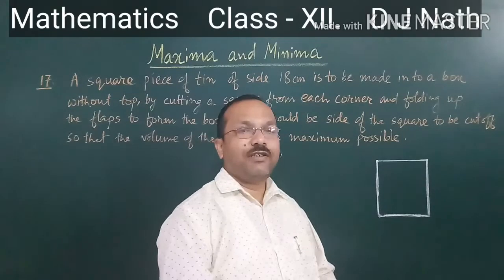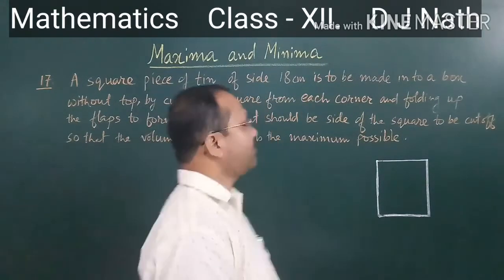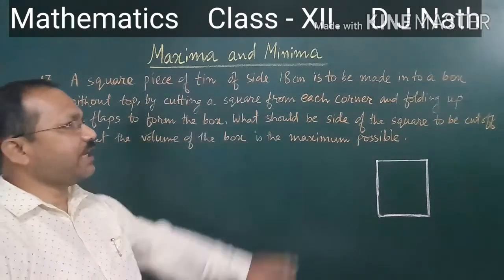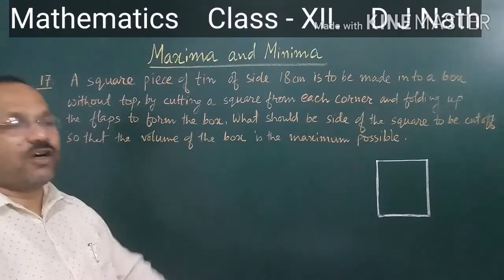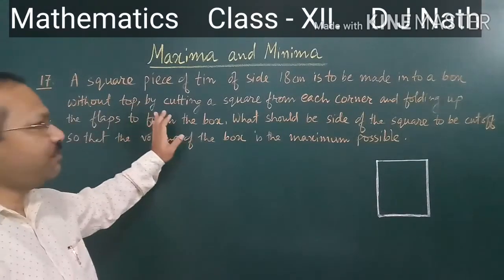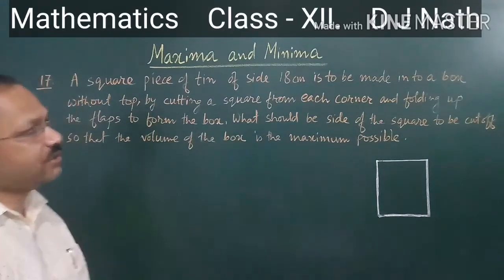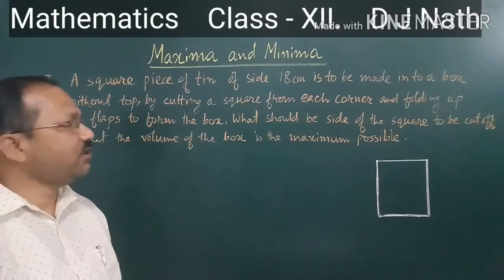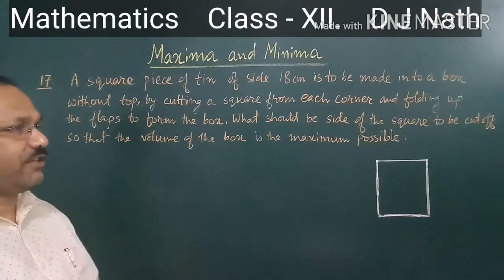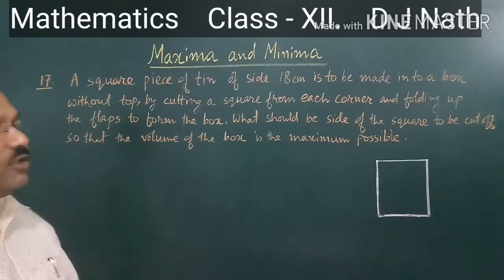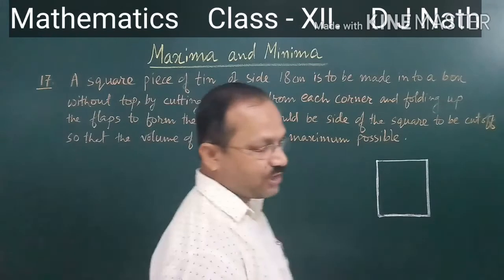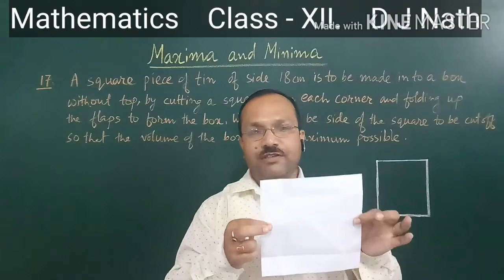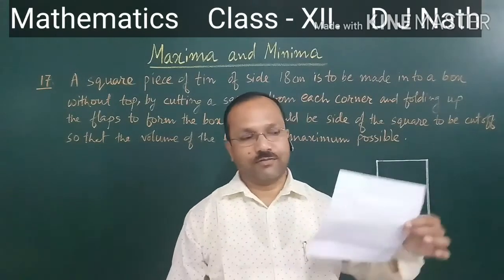In question number 17, it is asked: a square piece of tin sheet, of side 18 centimeter, is to be made into a box without top by cutting a square from each corner and folding up the flaps to form the box. What should be the side of the square to be cut off so that the volume of the box is the maximum possible?